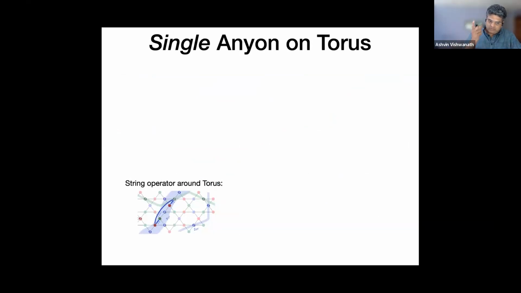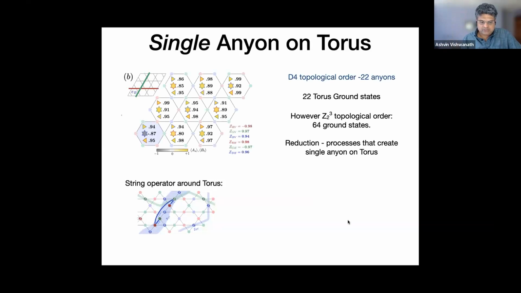Okay, so here's something that we didn't know that we figured out during the course of this project. So let's say you actually take a string operator around the torus. This should give you new ground states. In fact, they do. But sometimes when you take string operators around the torus, like the green and the red, which intersect, you find something interesting. In the ground state, you actually have a single plaquette that's excited. Okay, so in fact, you have a single abelian anyon on the torus. We were used to thinking that anyons always come in pairs. String operator always makes a pair of anyons. That's true on the sphere, but actually on the torus, you can get a single anyon.